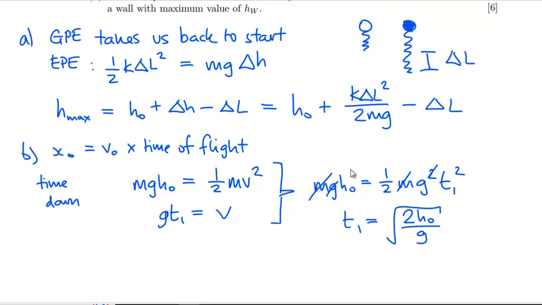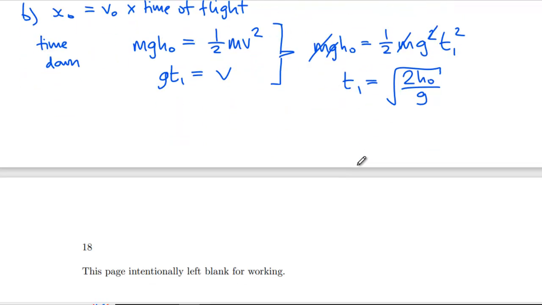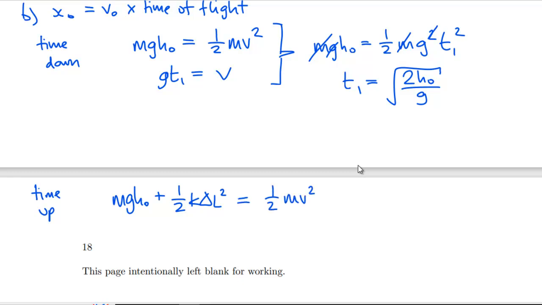Right, I mean, that's essentially doing s equals ut plus a half at squared, but just not wanting to use the SUVAT formula. Plus, it gets us in the mood for doing exactly the same thing on the way back up. So the time up: the energy is now going to be mgh0, because that's what we started with, plus the half k delta L squared, that's our EPE. That is now going into our half mv squared that we're starting with. So once again, g times t2 is going to be equal to our change in the velocity, our delta v, which is equal to v.